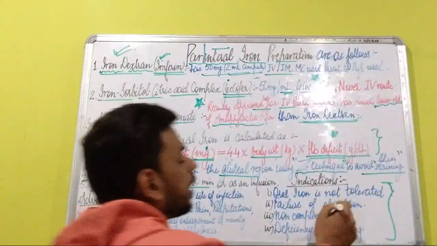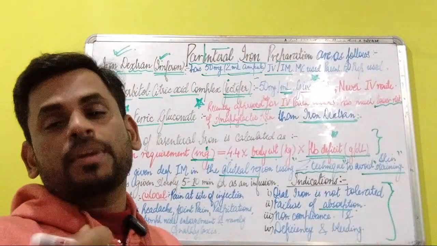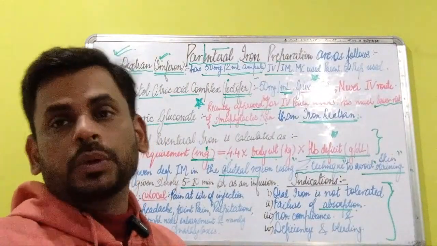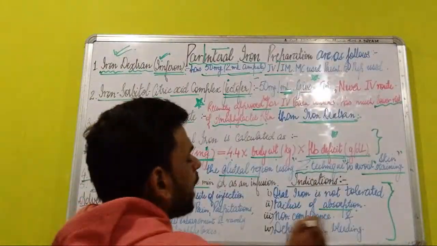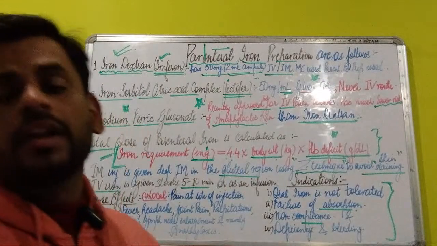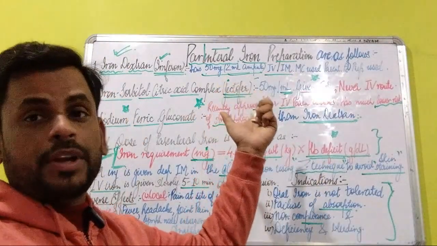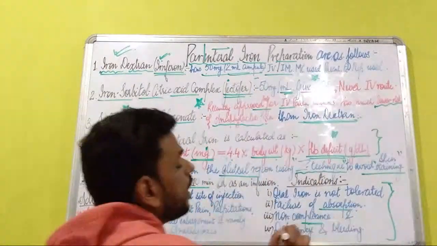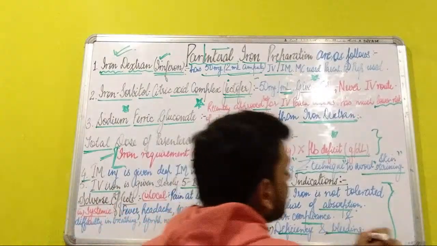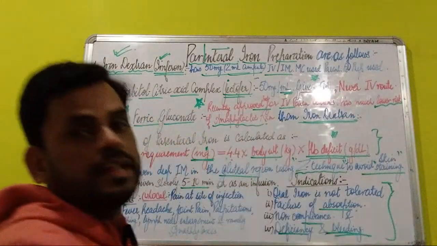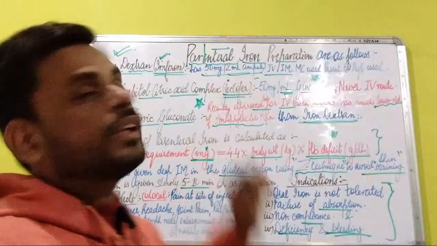Next is if the patient is unable to absorb iron through the oral route, failure of absorption. Next is non-compliance, if the patient is unable to take iron orally. In such conditions, parenteral iron preparation needs to be given. And lastly, if the patient has iron deficiency and conditions where severe bleeding has occurred, or bleeding tendencies, that is another indication for parenteral iron preparation.